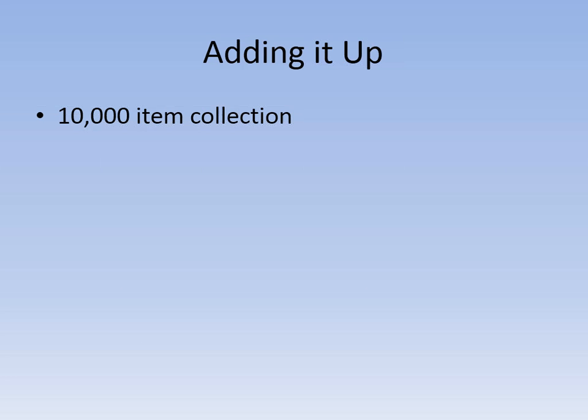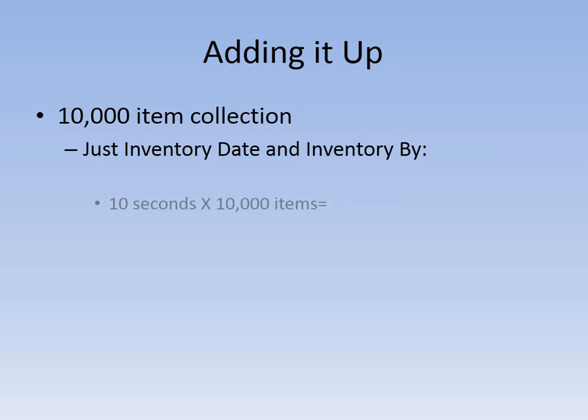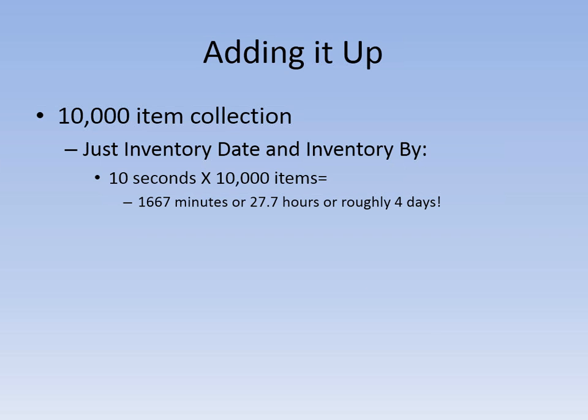Now, it doesn't seem like that big of a deal. You know, what's 1 minute, what's 30 seconds? But if you take a 10,000 item collection, and you just update the inventory date and the inventory by information, let's say it's taking you about 10 seconds per record for 10,000 items, you're going to be looking at roughly 4 days' worth of work. So if all you're doing is changing the inventory date and the inventory by, in a 10,000 item collection, you could do that pretty quickly.